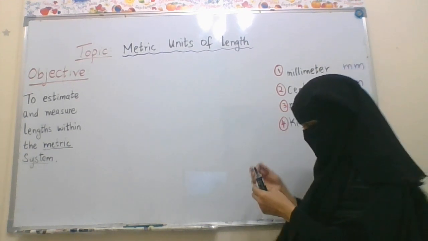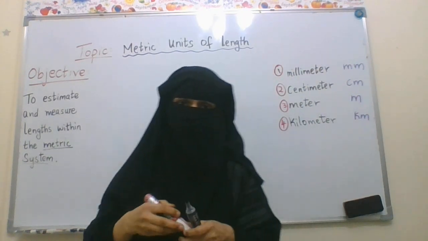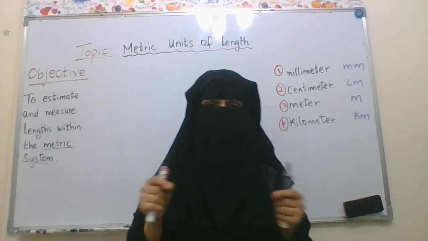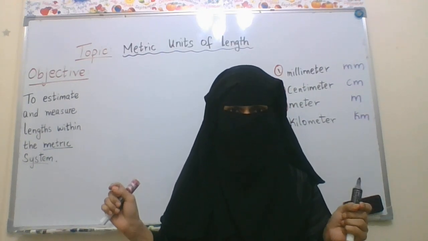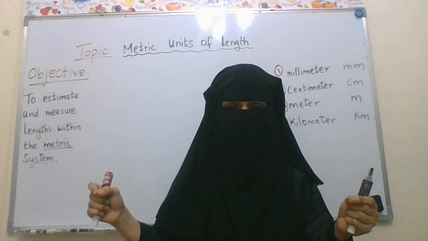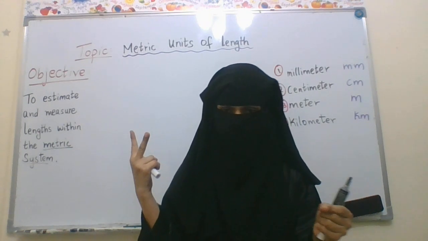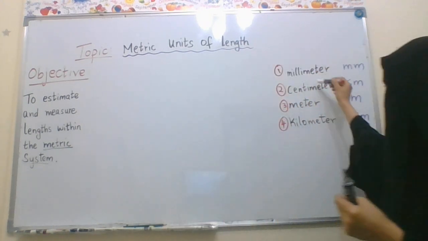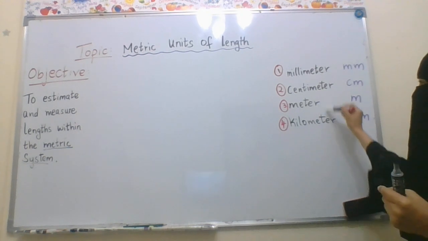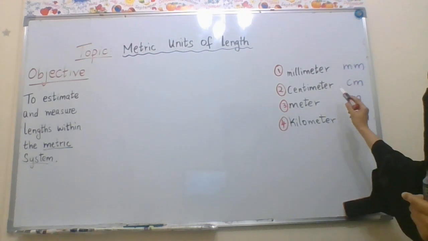So, what do you know? What's the meaning of length? It is the distance between the 2 points. We have to measure the distance between 2 points. Now, millimeters, centimeters, meters, and kilometers, these are the metric units of length.